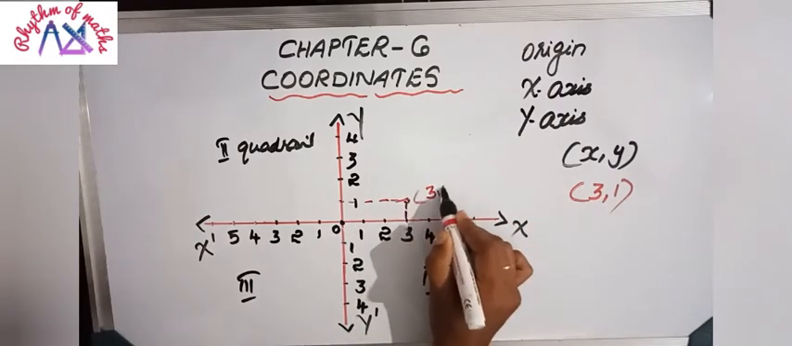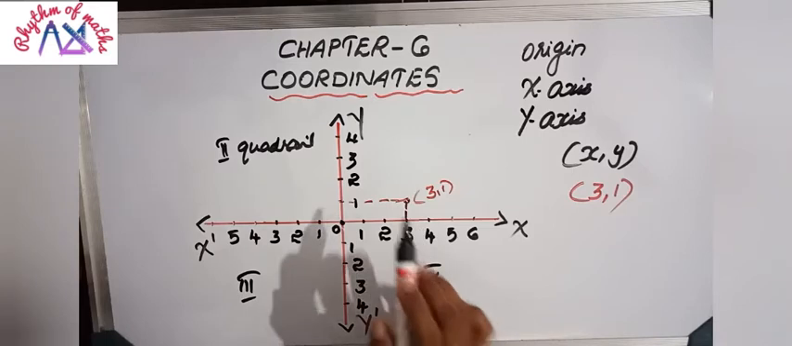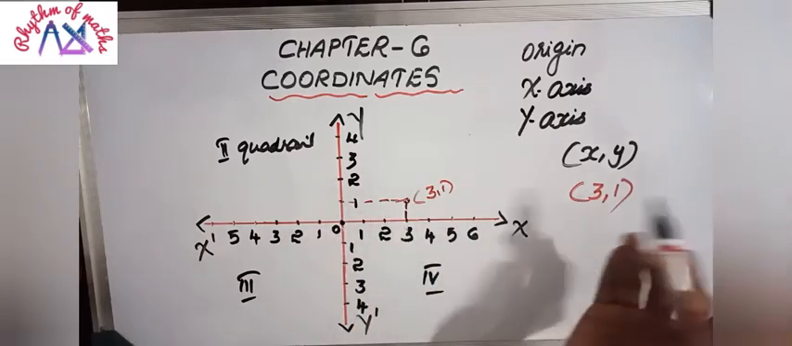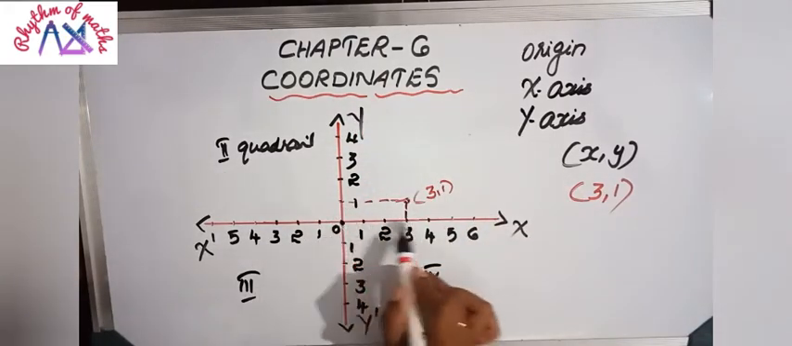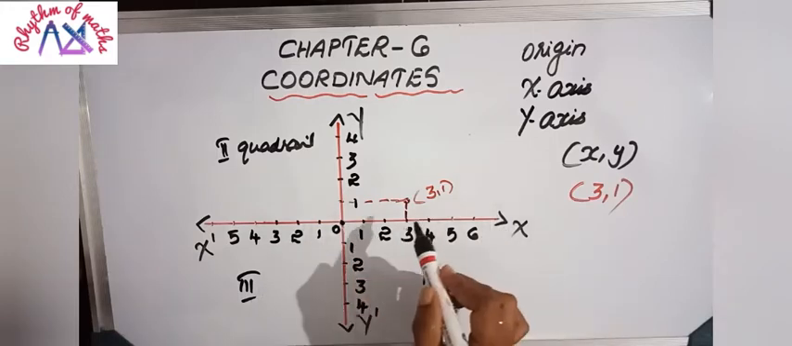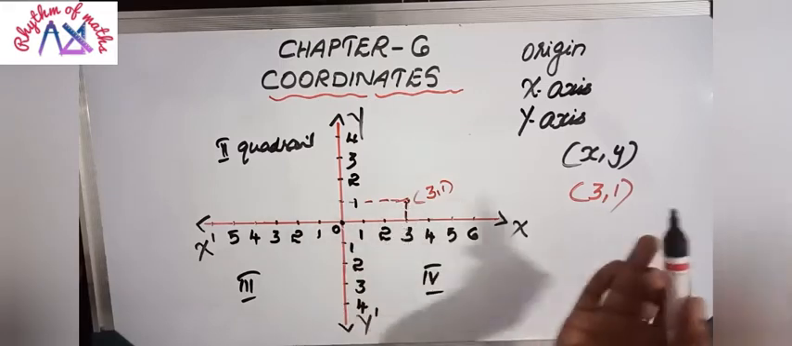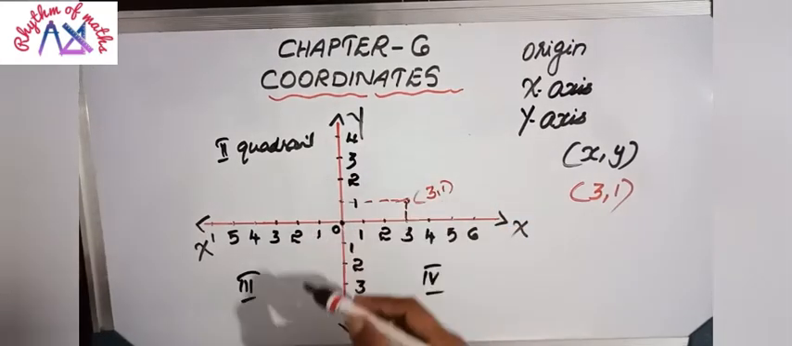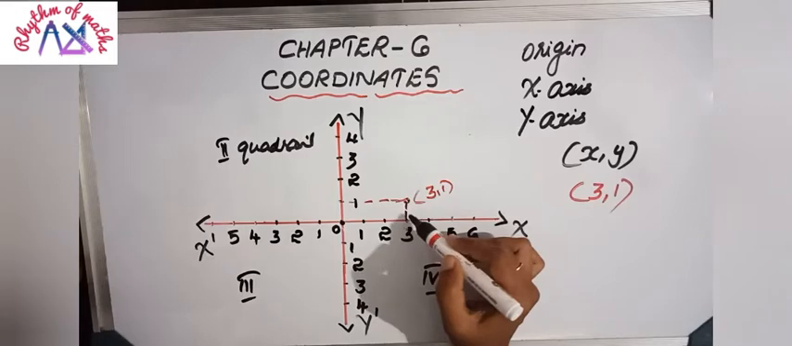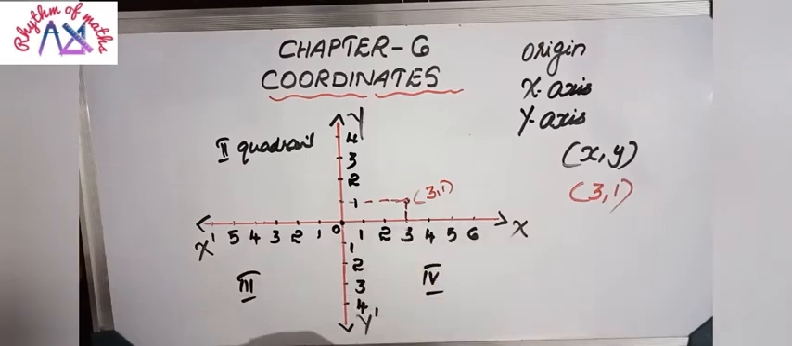This is (3, 1). That means from the origin this point is 3 centimeters towards the right side, and its height, towards up, is 1 centimeter. This horizontal line is the distance towards the point. So from the origin this point is 3 centimeters away to the right and 1 centimeter up. That means the y coordinate is 1 here. So 1 centimeter is the height of this point. Towards up it is 1 centimeter, towards right it is 3 centimeters. So this is the way to locate a point.